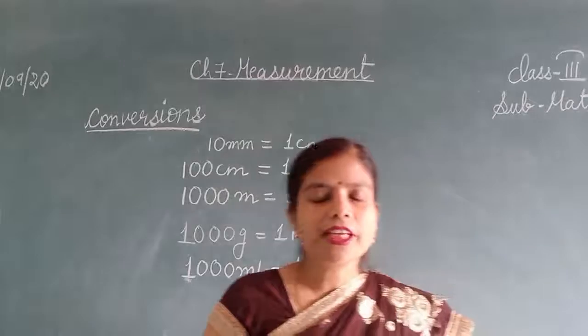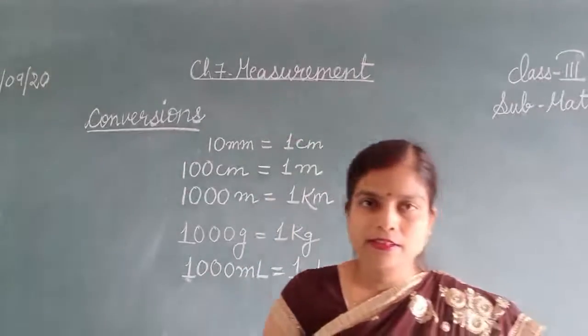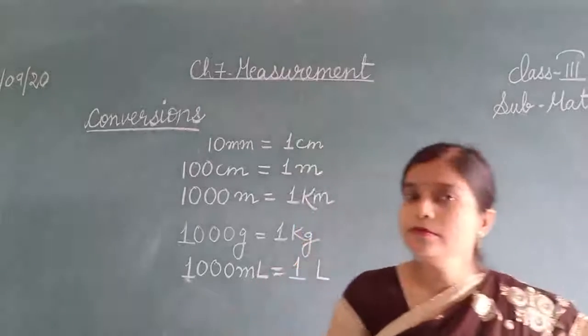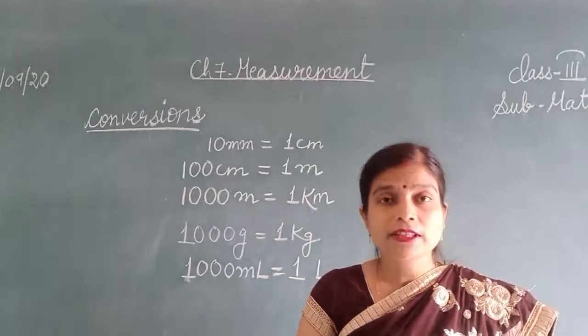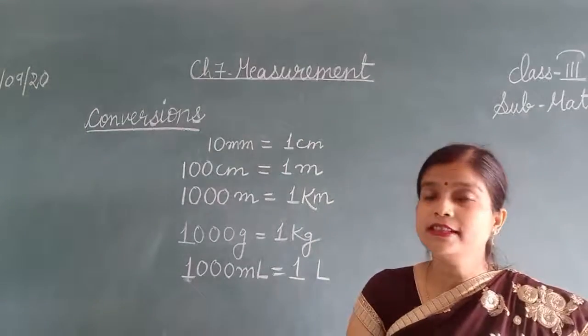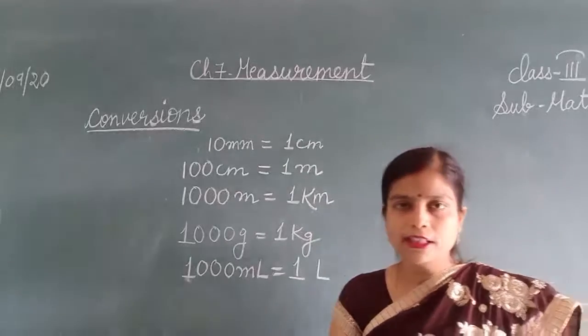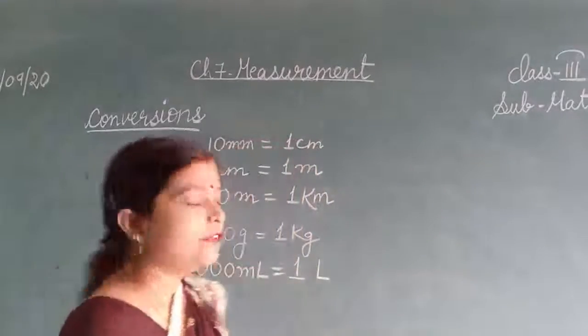Last class we learned about the different units of measurement: centimeter, gram and milliliter are the smaller units, and kilogram, kilometer and liter are the bigger units. That is all we have learned. Today we are going to learn the conversion.